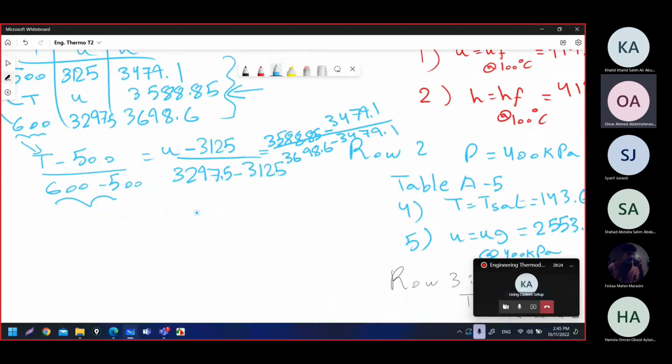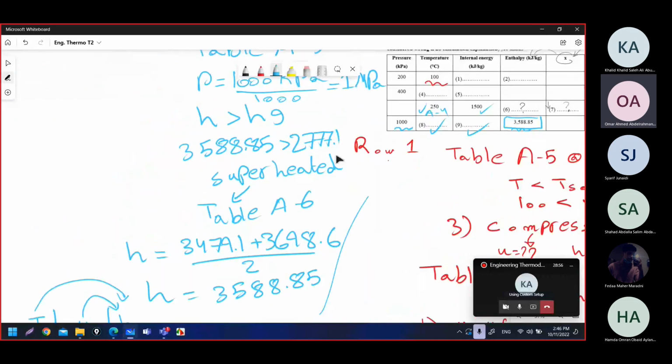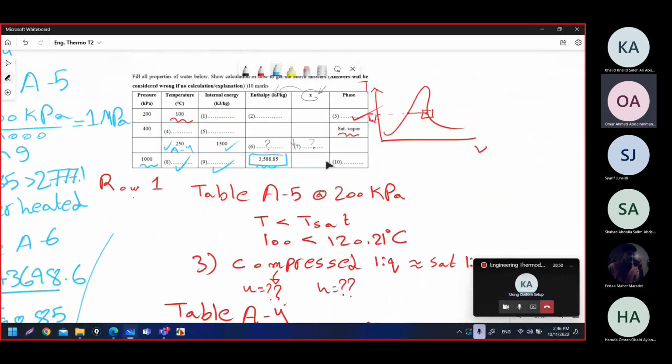Now I will take in the calculator the values for T with H and find T. Then I will take U with H in the calculator and find U. So T will equal 550 degrees Celsius. That is requirement number 8. And for requirement number 9, U is equal to 3,211.25 kilojoule per kilogram. Of course, requirement number 10 was the superheated state. It was superheated. So we finished the quiz question.